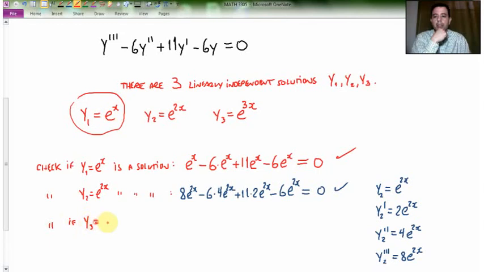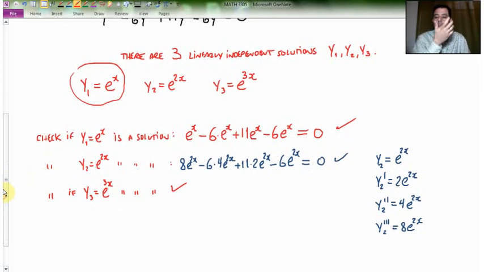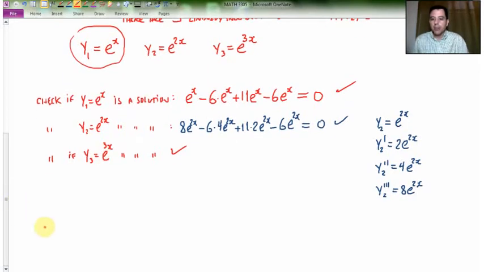So you will see that it is a solution. Okay, so there are solutions. Now, the second question is why they are linearly independent. Well, if you compute the Wronskian, let's calculate the Wronskian of these three functions, e to the x, e to the 2x, and e to the 3x.